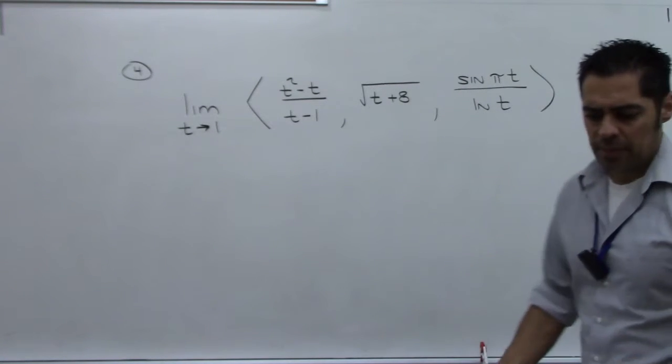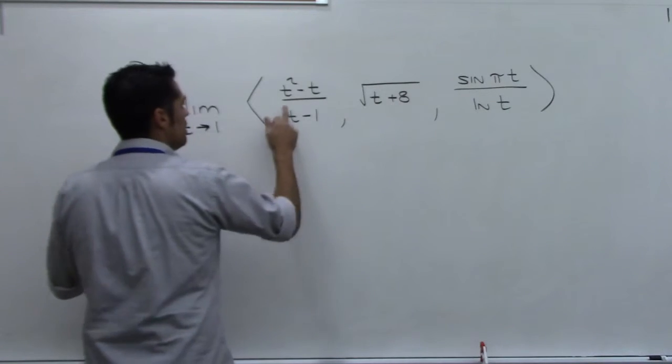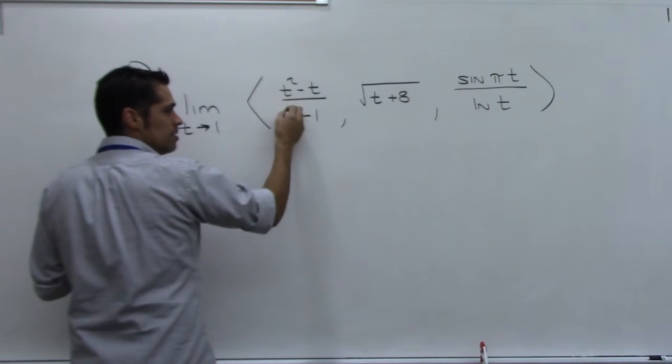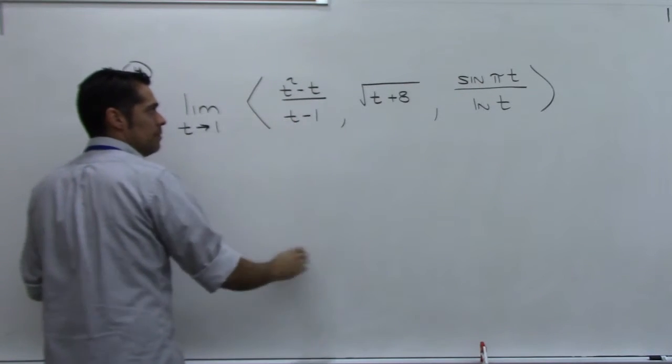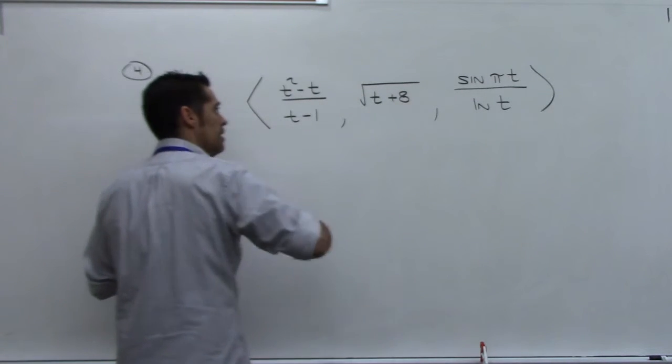So let's see if we have any problems. Let's look at each of the components. As t goes to 1, I get 1 squared minus 1, which is 0, over 1 minus 1, which is 0. So I get 0 over 0 here. That's a problem. I plug in 1 here, I get 9. The square root of 9 is defined. That's okay.